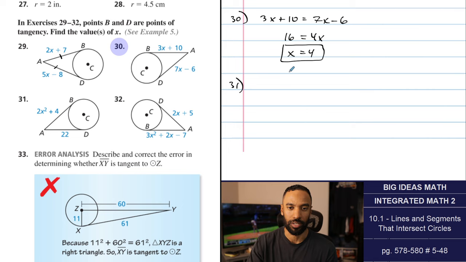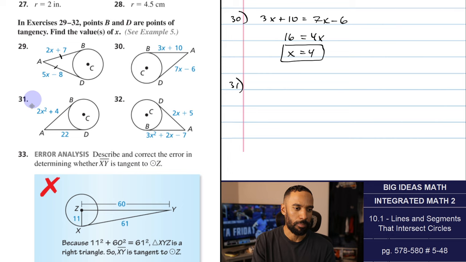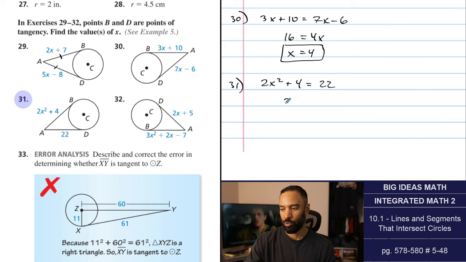Number 31 and 32. Once again, you set them equal to each other, but now we're solving quadratics. So number 31, and this is a more basic version, we can solve using square roots. 2x squared plus 4 equals 22. We subtract 4 from both sides, divide both sides by 2, and then take the square root of both sides.